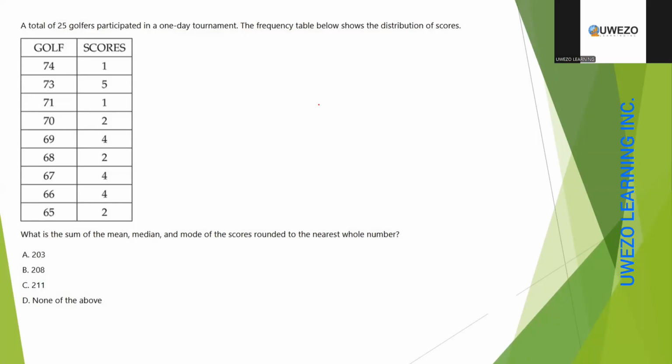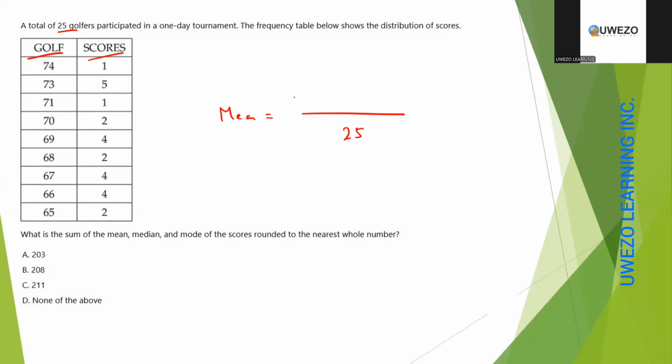Now we will solve a classic SAT style problem about mean, median, and mode using a goal score table. Here is the frequency table. It shows goal scores and how many players got each score. To find the mean, we need to multiply each score by its frequency and then add everything and divide by the total number of players. So the total number of players we have is 25.